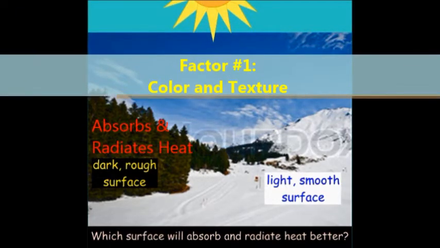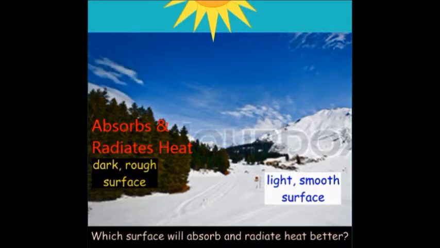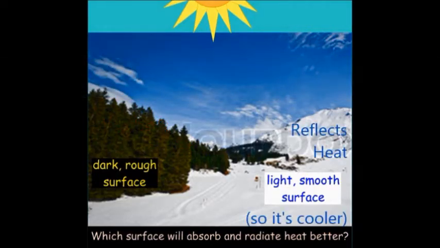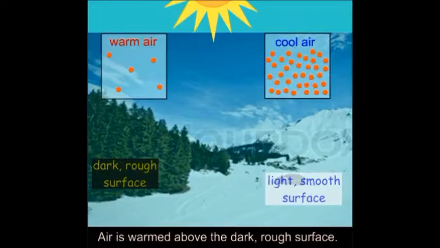The dark, rough surface on the left, where the forest is, is going to absorb and radiate heat better than the light, smooth surface where the snowy field is on the right. And remember that as the temperature increases, the air's pressure and its density decrease. So above the dark, rough surface, the air is warmed and it becomes less dense, and above the light, smooth surface, the air is cooled and it becomes more dense.